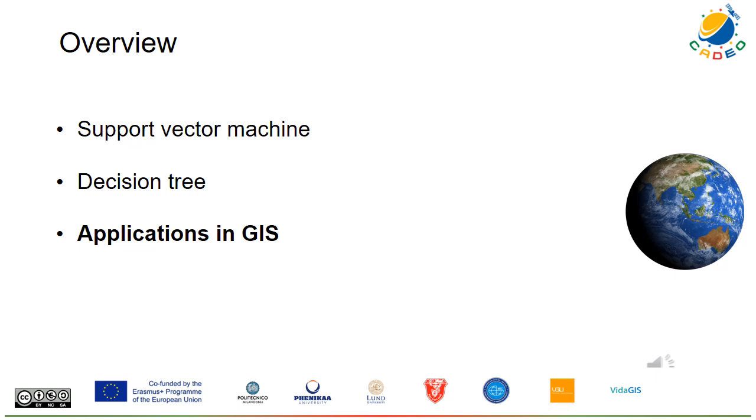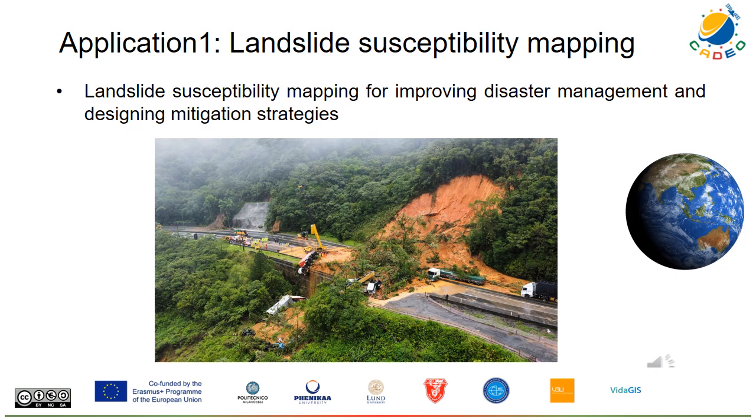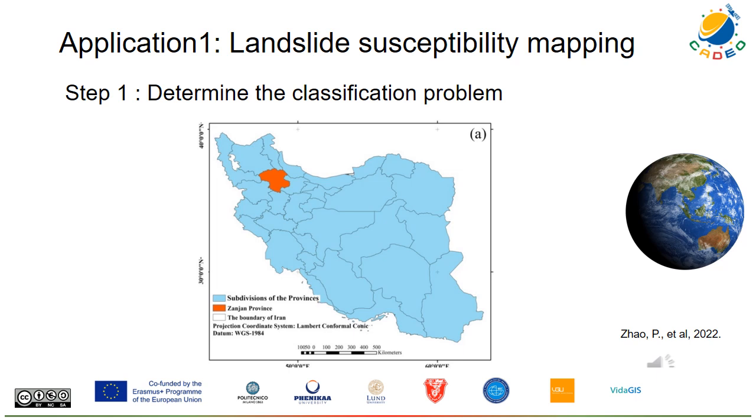In the last part, I will show you some applications of classification in GIS. The first application is about landslide susceptibility mapping. Landslide susceptibility mapping is very important for improving disaster management and designing mitigation strategies. Here are some steps about landslide susceptibility mapping. First step is to determine the classification problem, because the output is to determine the high susceptible area and low susceptible area. So the output is categorical. We can take it as a classification problem.